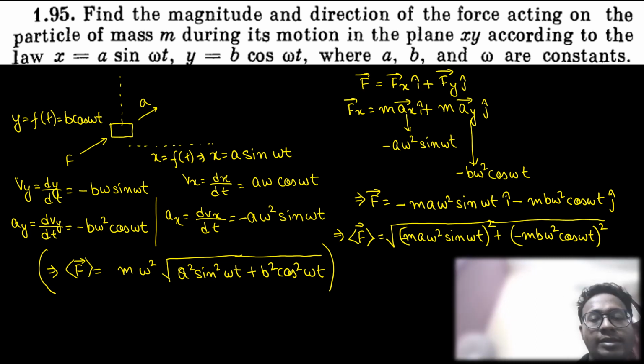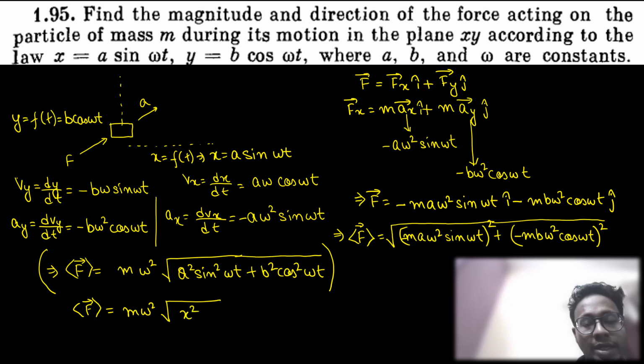Now see, a sine omega t is nothing but x and b cos omega t is nothing but y. So the magnitude of force can be written as m omega square under root of x square plus y square.